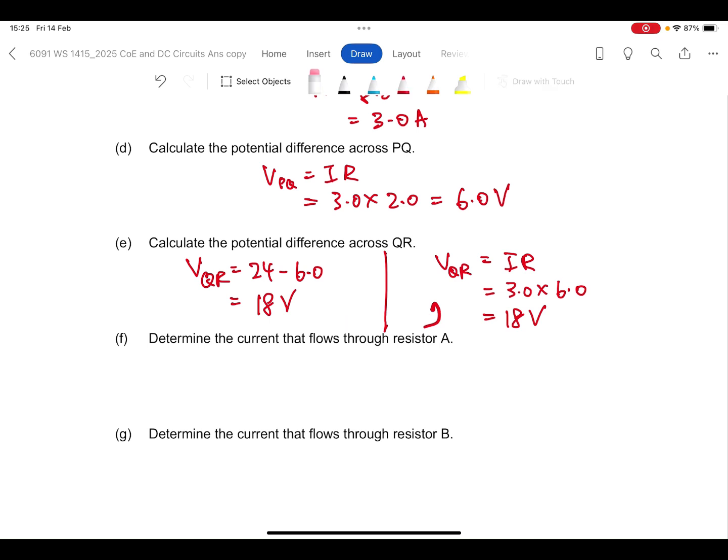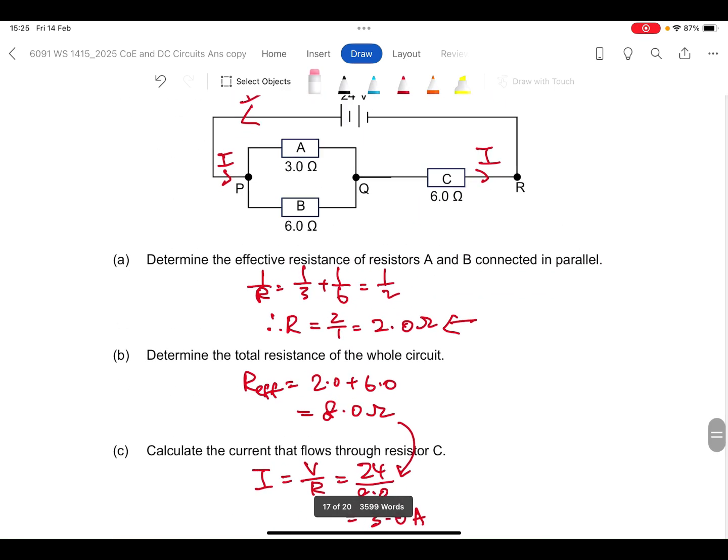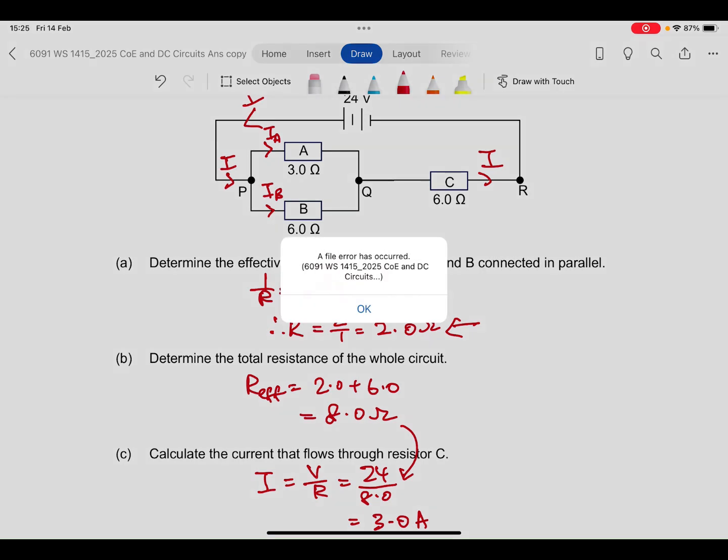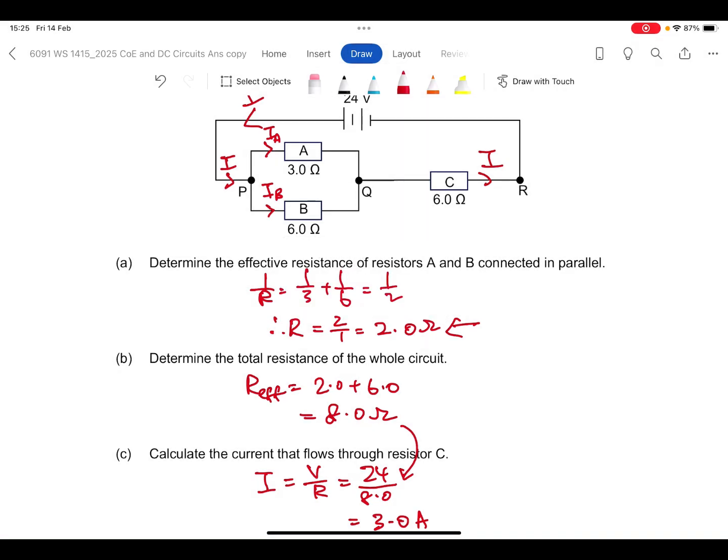Calculate the current that flows through resistor A. Now we are going into the individual branches of the parallel part. Let's call it I1 and I2, or for simplicity, IA and IB. We want to find the current flowing through the first branch and the current flowing through the second branch.